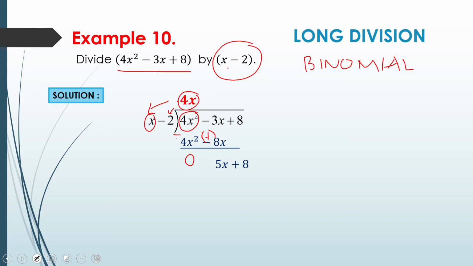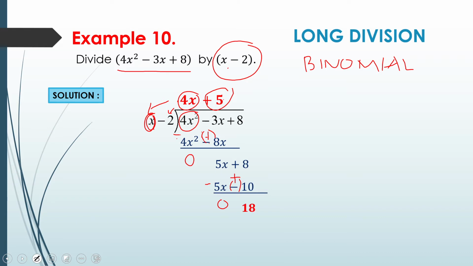And then what you did a while ago, you just continue with the same. So again, you divide. 5x divided by x will give you 5. After you divide, you multiply. So 5 times x, and 5 times minus 2, that means 5x minus 10. And then you subtract, so this will become plus. 5x minus 5x is 0. 8 plus 10 will give you 18.